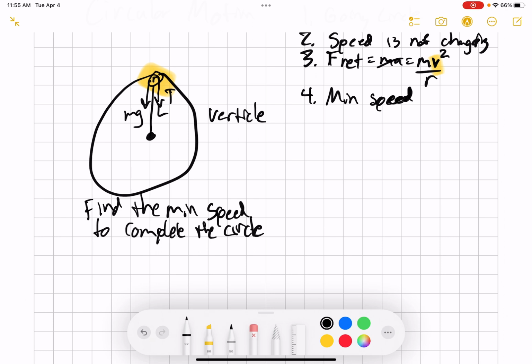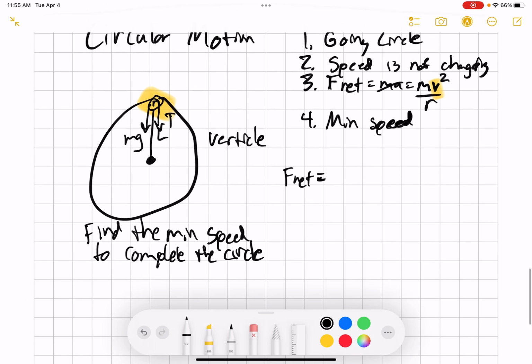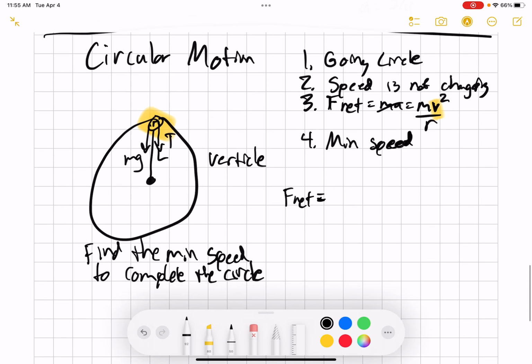and I will be doing my Fnet. So Fnet equals, and this is a circular motion style question, which means that I need to make sure that the forces are positive or negative correctly based on the direction of the acceleration. So remember, if you're going in a circle, your acceleration is always towards the center of the circle at whatever point you're at. So at the top, the center of the circle is down, so both mg and T are both going to be positive.